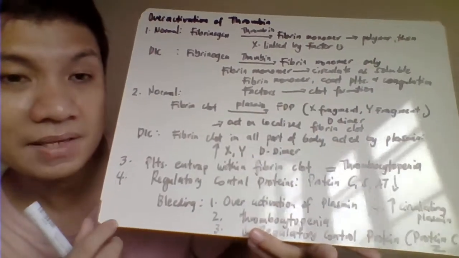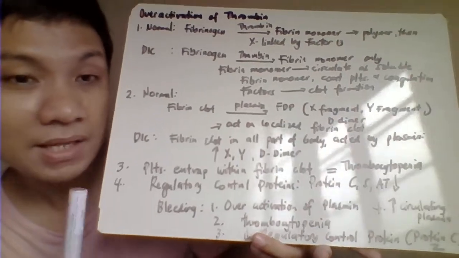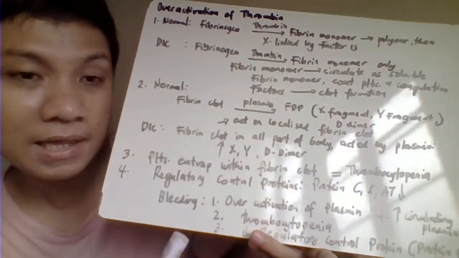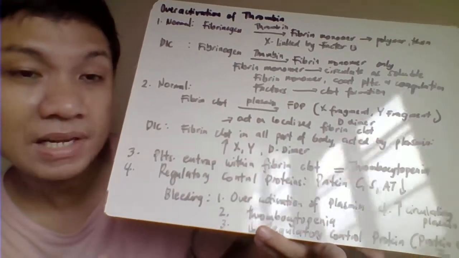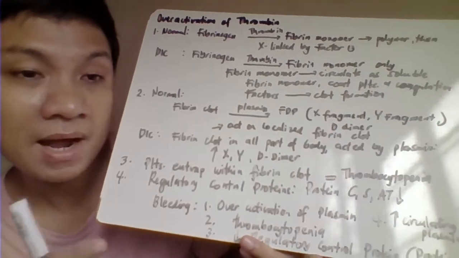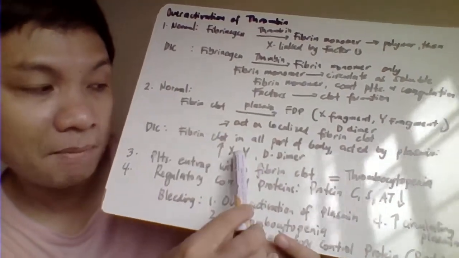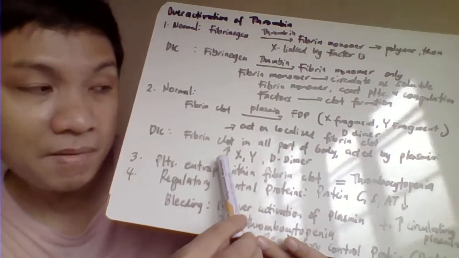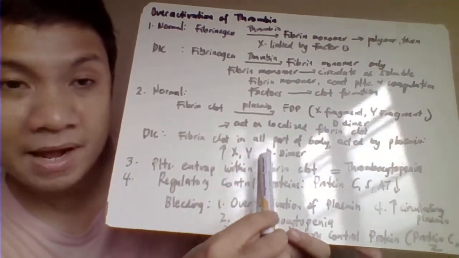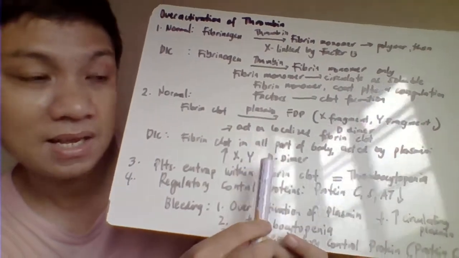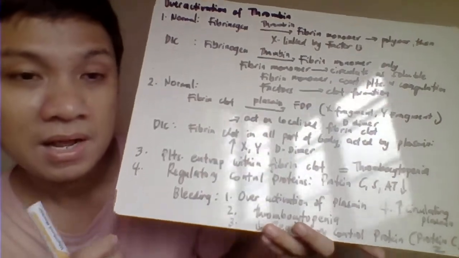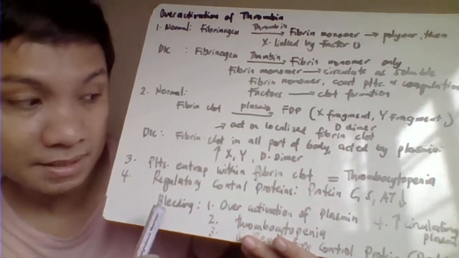But in the case of your DIC, sobrang activated din ng ating plasmin wherein it tries to dissolve all the fibrinogen or the fibrin clot formed throughout your body. And therefore, since madami ang na-dissolve na clot, madami ka ding mga products. X fragment, Y fragment, and D dimer. D dimer is basic, ito yung pinaka-product natin ng DIC. If you form madaming D dimer, increased concentration ng D dimer, that would be related to your DIC.